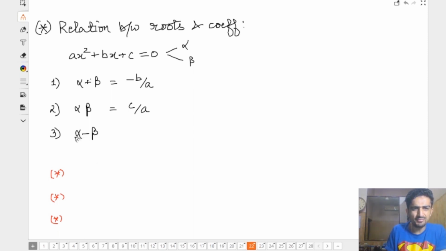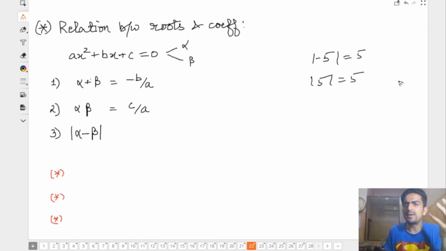Because we don't know whether alpha is bigger or beta is bigger, we take the magnitude. I hope you understand magnitude. Magnitude of -5 is 5. Magnitude of 5 is also 5. Making it positive, we also call it modulus. Modulus or magnitude: what it does is make the thing positive.